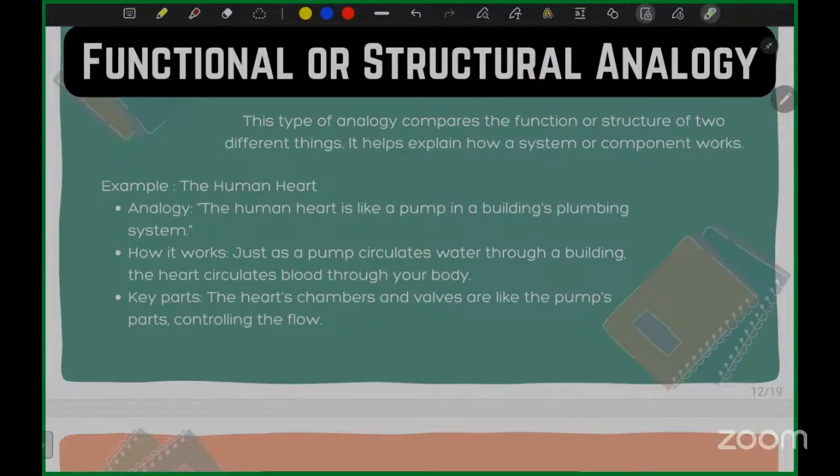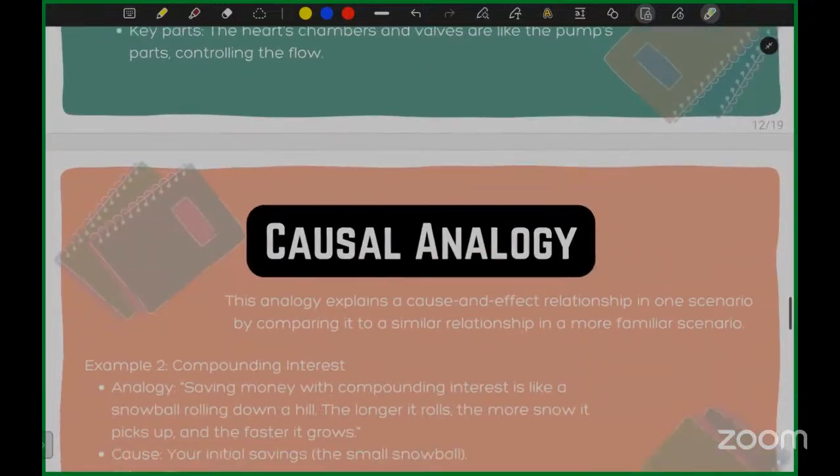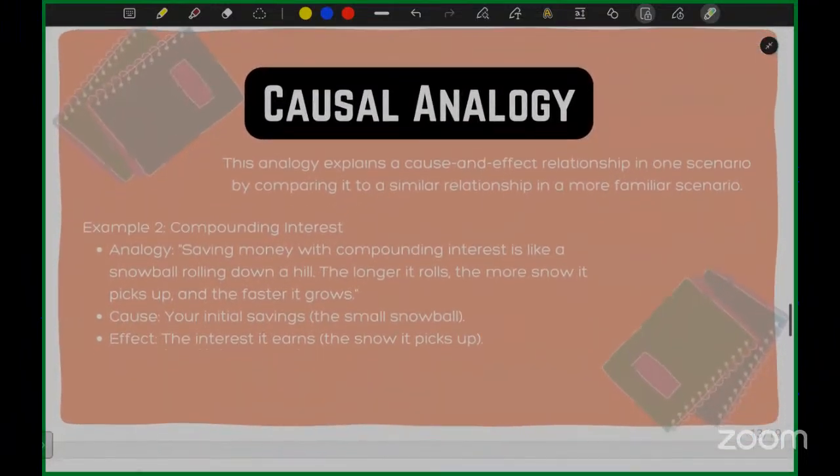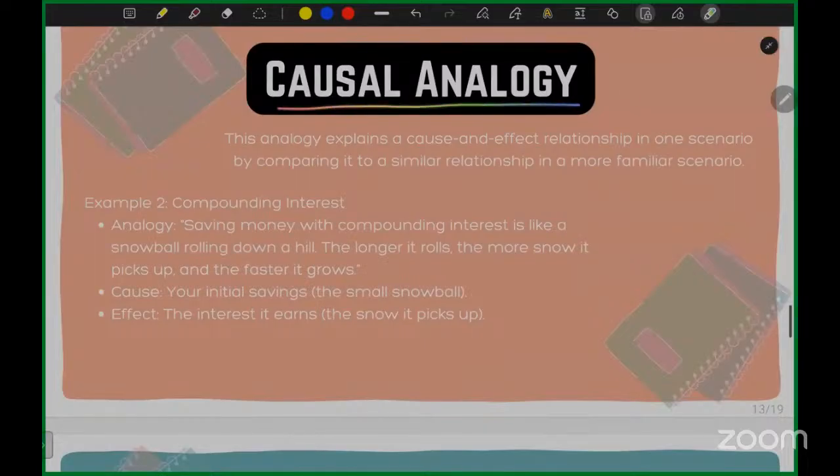So what is the next analogy? I hope you understood this one. We can move to the next part. What is the next analogy? The next analogy is causal analogy. What is this causal analogy?